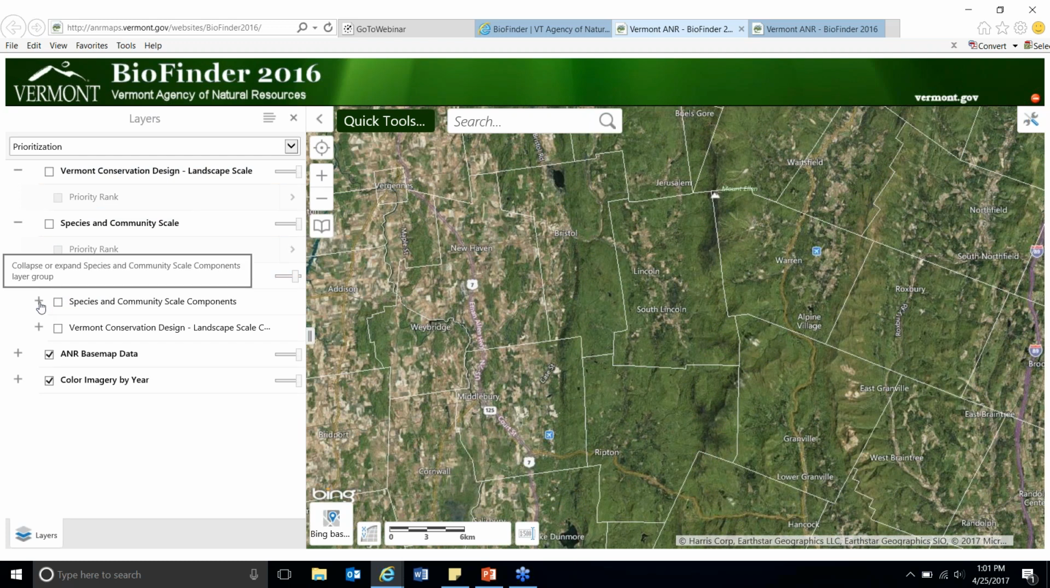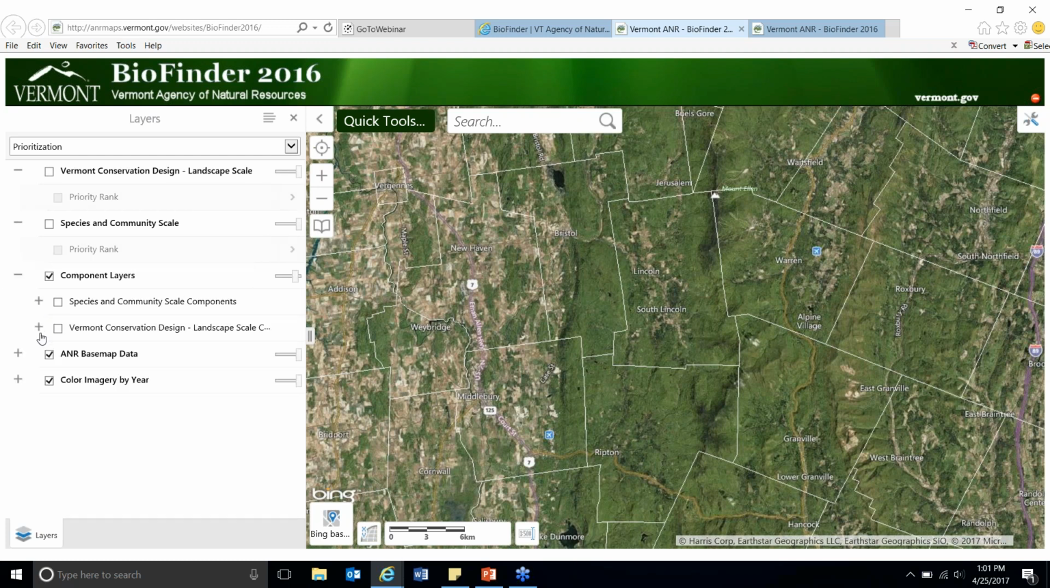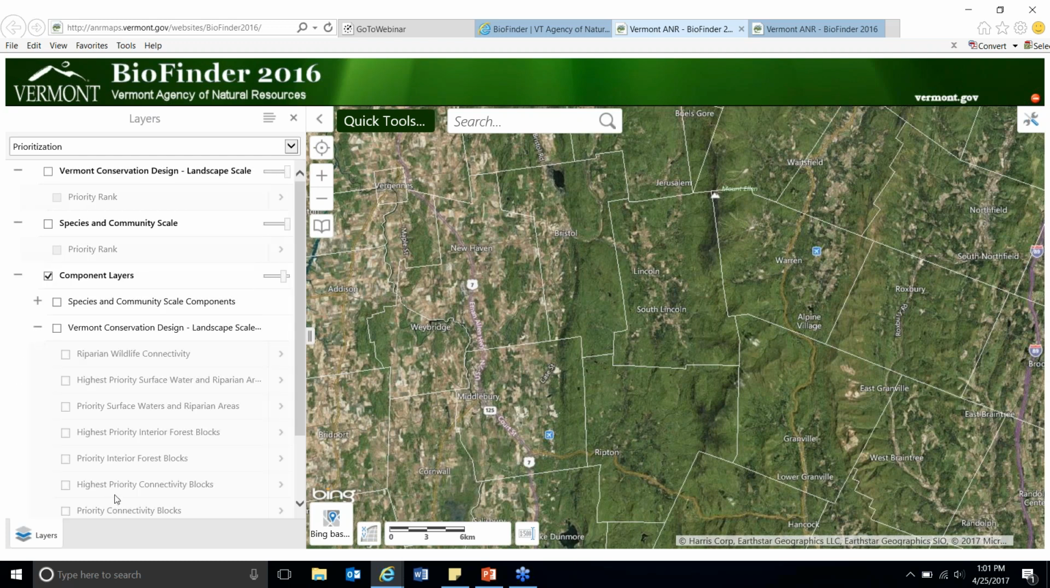Anytime you see a plus sign in this layers menu, it means you can click it and you'll get more information. I clicked it and that list appeared. And then a minus sign, you can collapse it again. Click this and that list appears, or the minus and it collapses. And you can get the individual components. So up at the top, you get the overall priorities. Down at the bottom, you get the individual components.